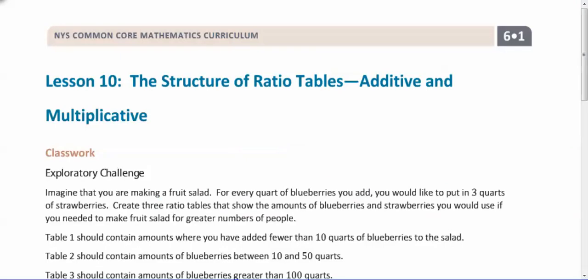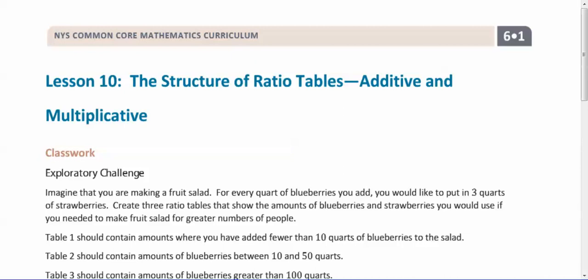We're going to move on to lesson 10. We're going to skip around a little bit because I want to. It says the structure of ratio tables, additive and multiplicative. What we looked at before is what we're skip counting by down a column on a vertical ratio table. In the last example, we're counting by 3s for the dad and by 5s for the son. Now what we're going to look at is the multiplicative aspect of these and how they're built, maybe looking across the rows.